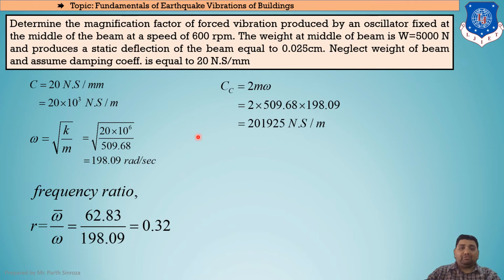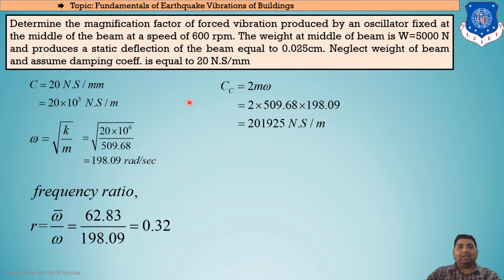And for damping ratio we need two things, that is C, the damping coefficient, and Cc, the critical damping coefficient. So C is already given in the question. Now we will be focusing on the value of Cc. So Cc, the equation is 2m omega. 2m we have already calculated to be 509.68. Omega we have calculated to be 198.09. So solving it, we are getting critical damping coefficient to be 201925 Newton second per meter.